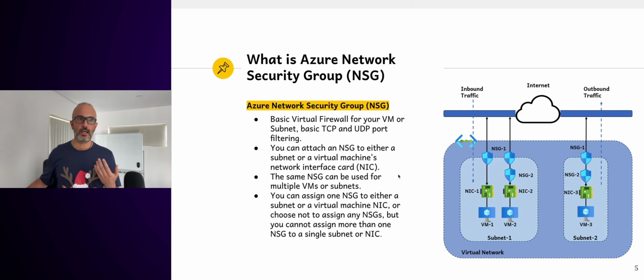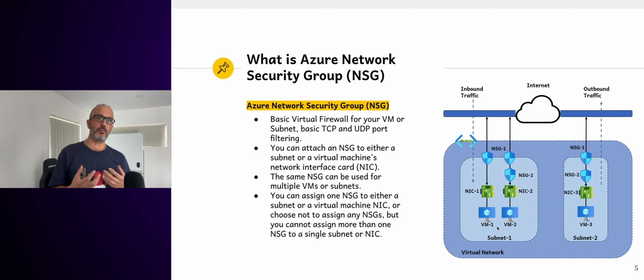So you could associate a network security group with multiple subnets, as we could see here, and you could assign the same network security group to multiple network interface cards. But what you cannot do is have one network interface card have more than one NSG associated with it. And for each subnet, have more than one network security group associated with it.